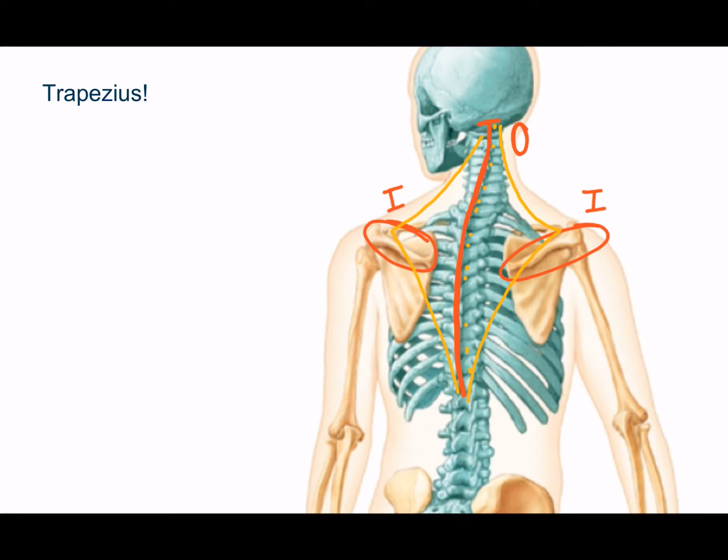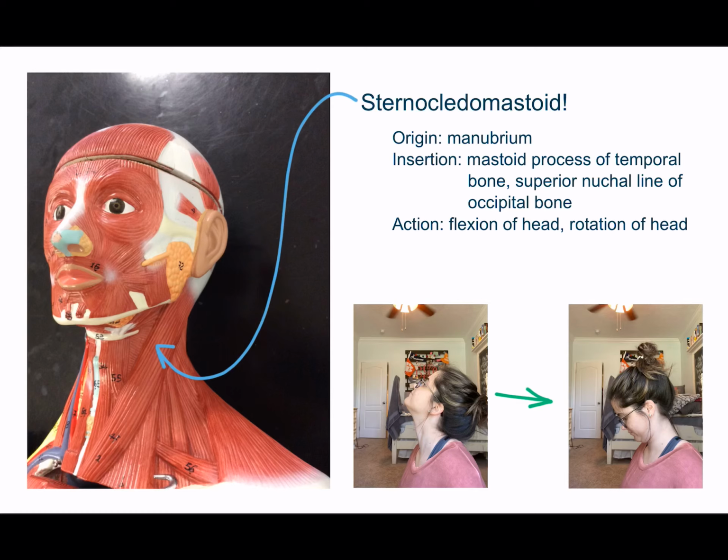So that's your trapezius. And then you're going to have your sternocleidomastoid, which originates at your manubrium, the top part of your sternum, which is where you get the sterno. It inserts at the mastoid process of your temporal bone, which is where you get mastoid. The mastoid process is this little projection of your temporal bone back here behind your ear. It also inserts at the superior nuchal line of the occipital bone, which is a ridge on the back of your skull, at the base of your skull.